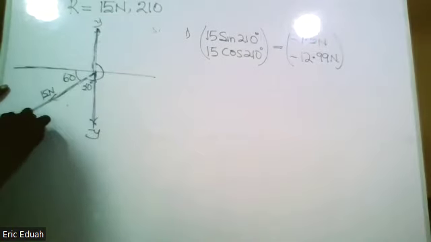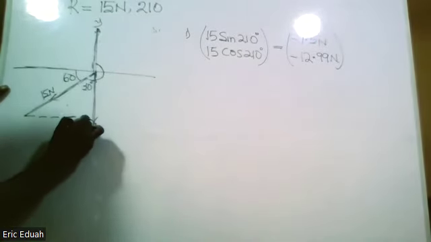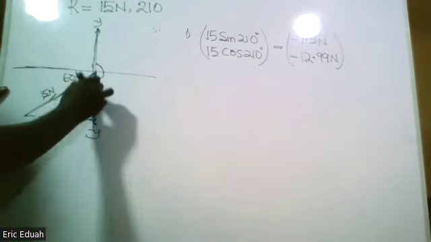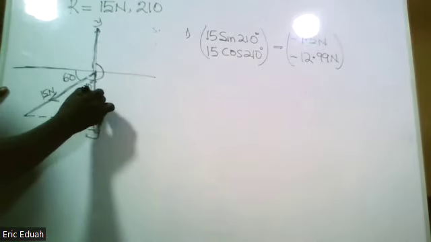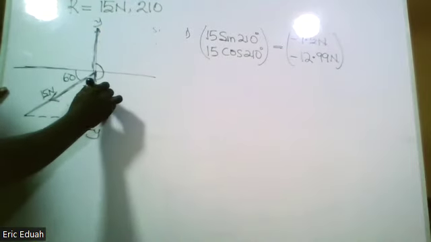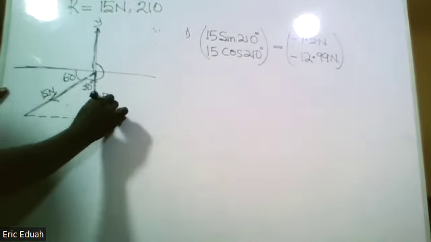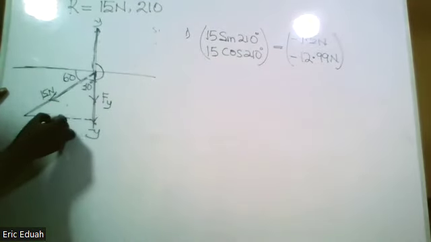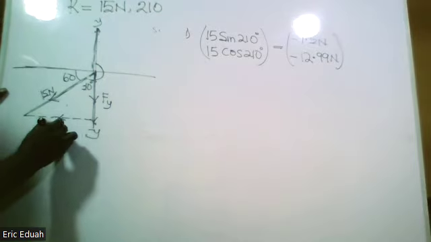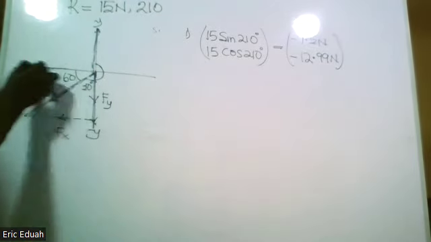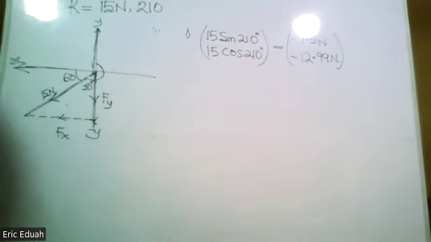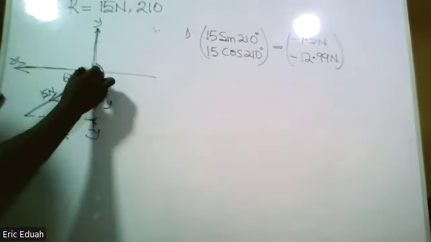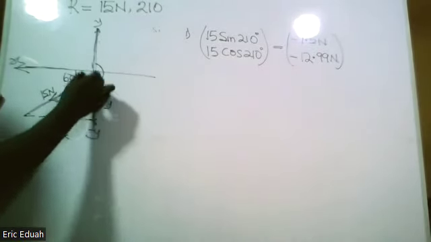For 30, this is the opposite, and then this is the adjacent. So the opposite is here. This is Fy, because it's along the y-axis. And this side is Fx, because it's also along the x-axis. Are you with me? Yes, please. All right. So if I want this, I need to take the adjacent to this angle.